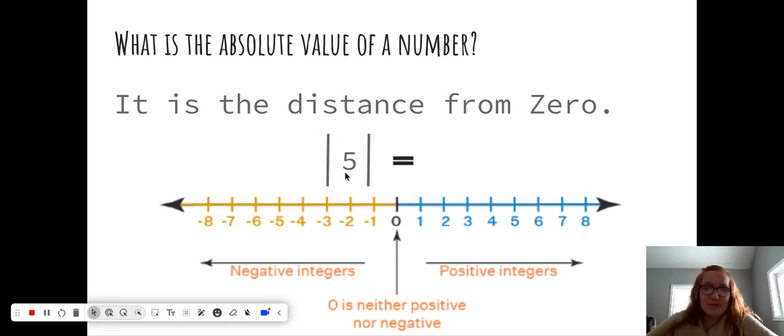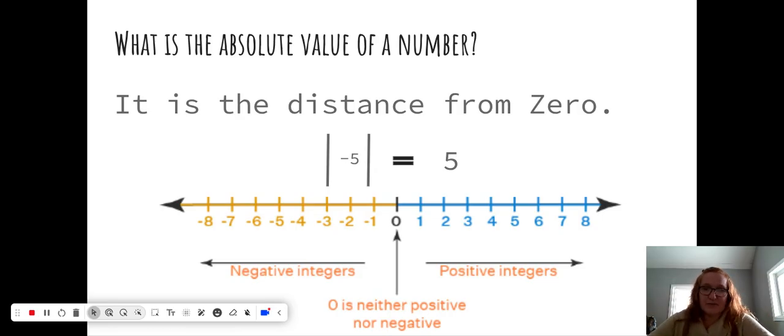So the absolute value of 5 would be always positive. It would be 5 because 5 is 5 away from 0 if we were to measure it, right? Let's try another one. What is the absolute value of -5? We have those field goals on either side. Whatever goes through the field goals is always positive. Well, if I were to take a ruler and measure all the way from 0 to -5, it would also be 5 jumps, right? So this answer would also be 5. So absolute value is always positive, and it's always the distance it is from 0.